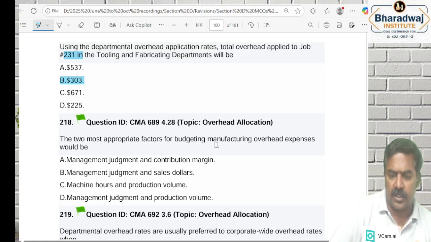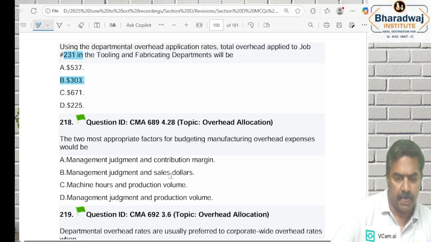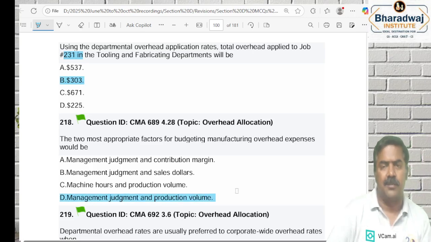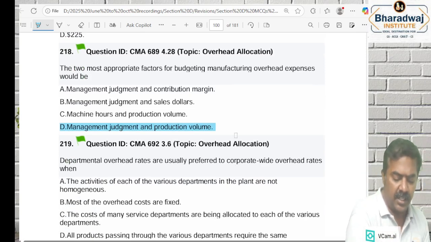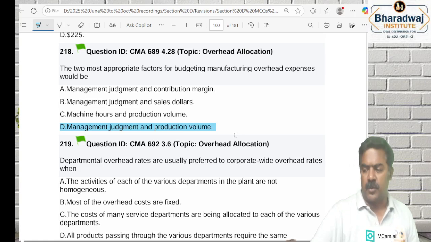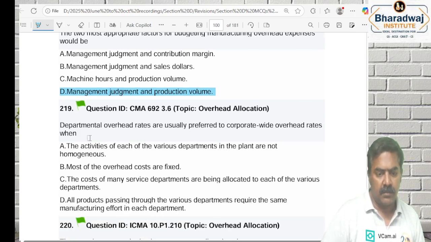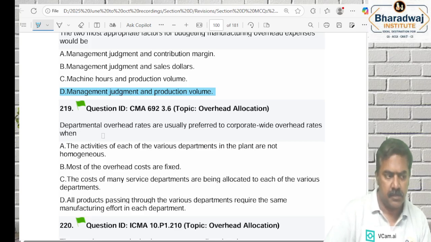What are the important factors for budgeting manufacturing overheads? It is not contribution margin, it is not sales, or machine hours and production value. I hope D is correct. The management should judge what influences the overheads. Is it number of hours, machine hours, or labor hours, and what is the production value which we want to achieve.